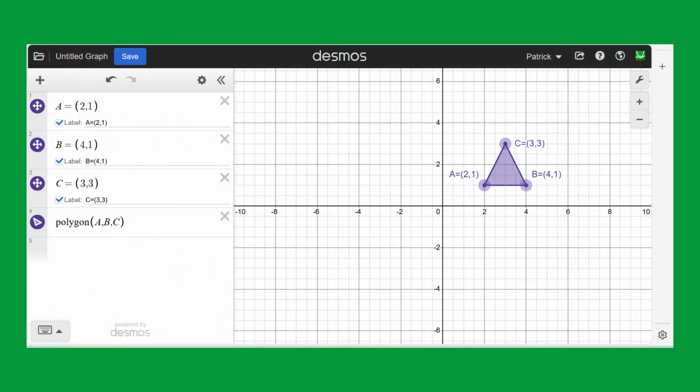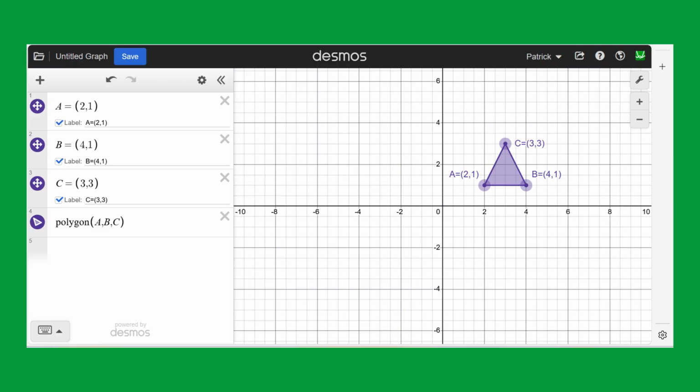Alright, now that we've covered the properties of reflection, let's make these concepts come alive using Desmos, a fantastic online graphing calculator. We'll plot a simple figure and then reflect it across 3 different lines: the y-axis, the x-axis, and the line y equals x.